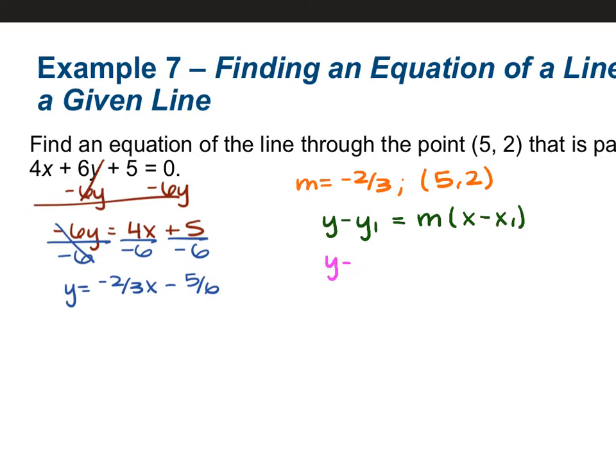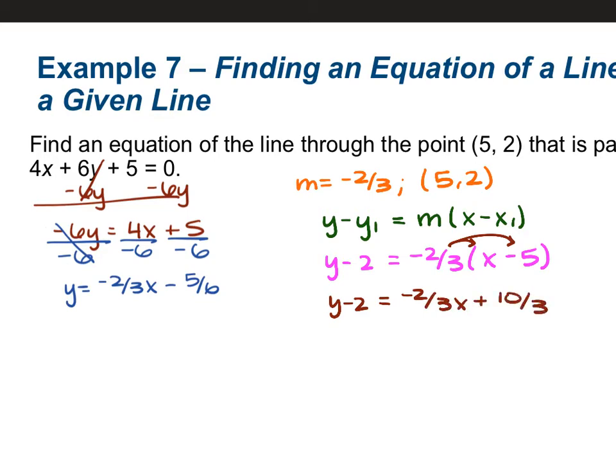So I'm going to have y minus 2 is equal to -2/3 times x minus 5. From here, I'm just going to distribute in my negative 2/3 because, again, I want my formula in standard form, because it's given to me in standard form with my first line. And I'm going to have y minus 2 is equal to negative 2/3 x plus 10 over 3.